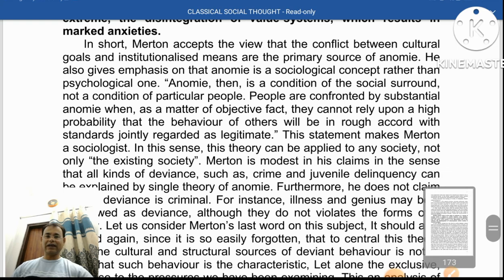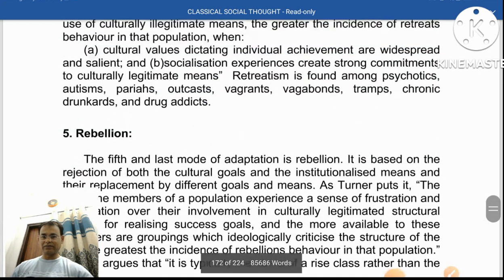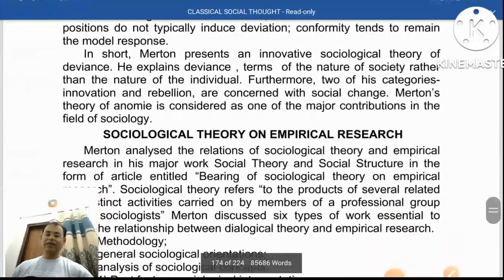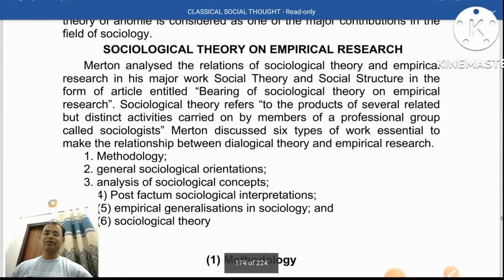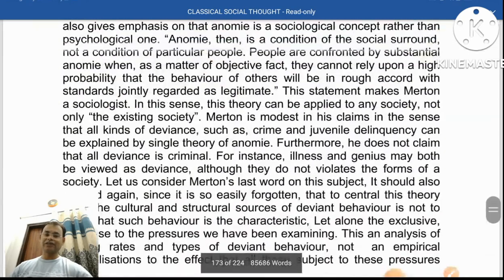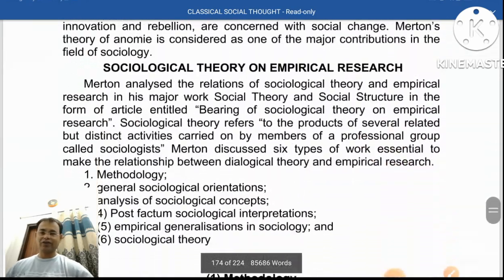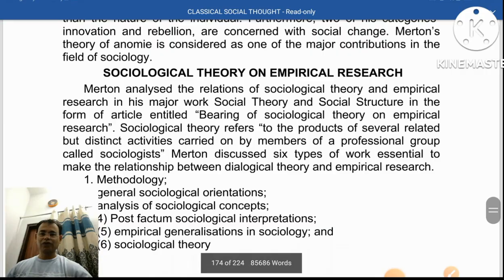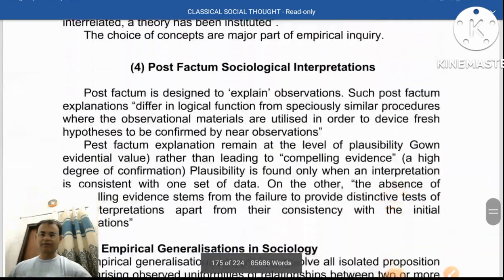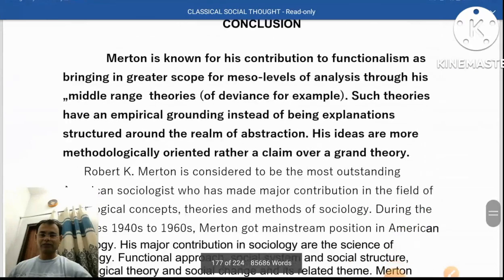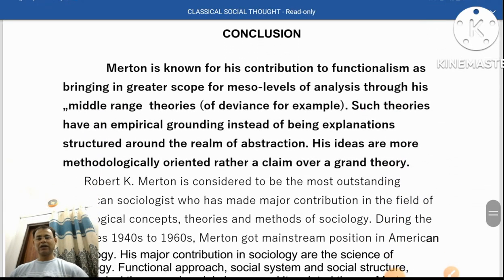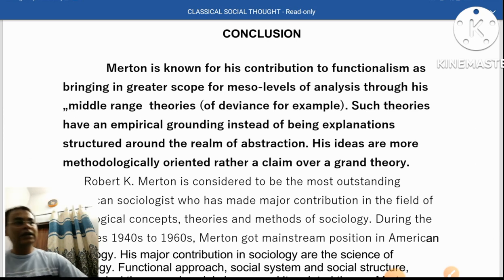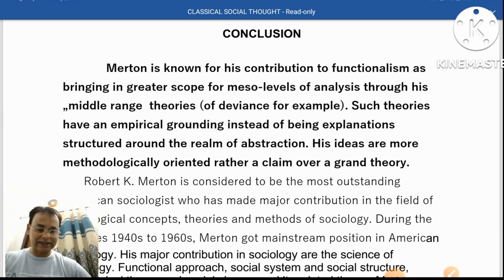Anomie, he accepts, is not psychological, it is sociological. It depends upon the social structure. In conclusion, Merton completely focuses on social structure. Merton says that people are deviating due to the social structure of the society.